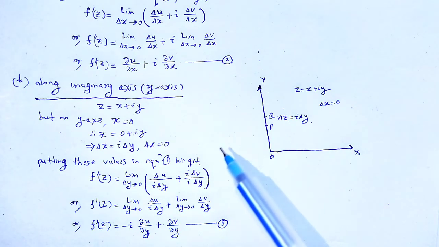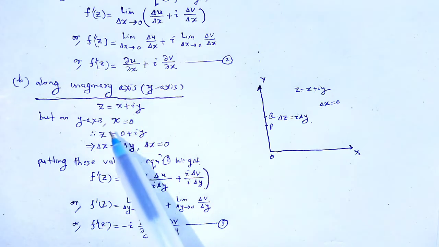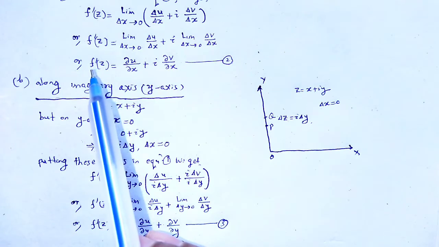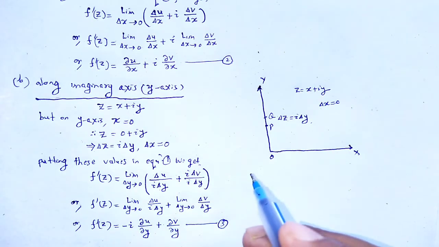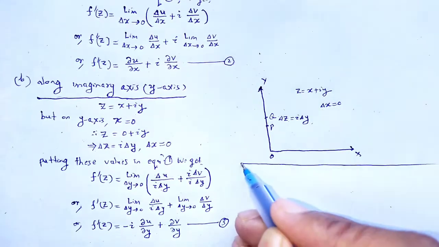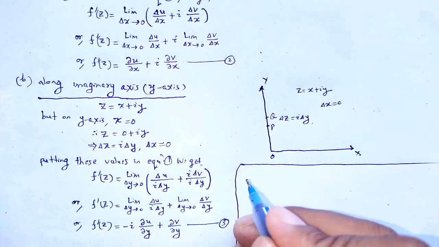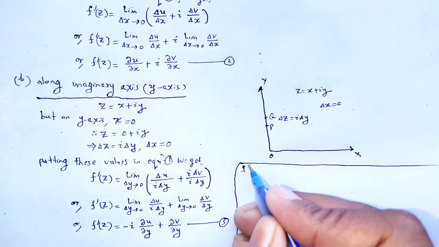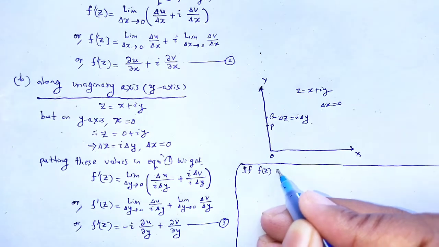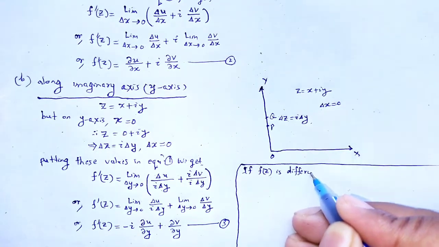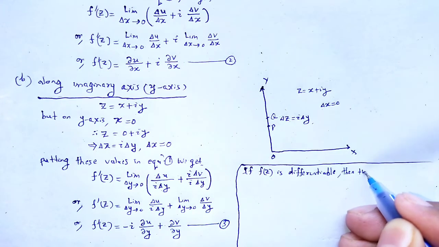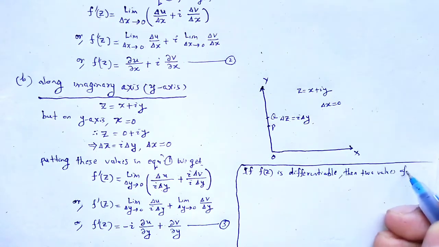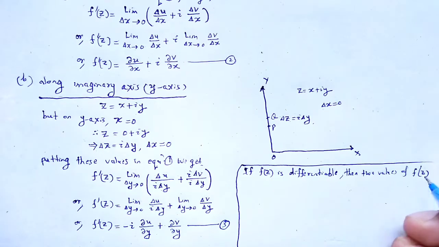As the condition, we prefer that the function f of z is differentiable, then its derivative f dash z must be the same under both these conditions. If f of z is differentiable, then the two values of f dash z must be equal.